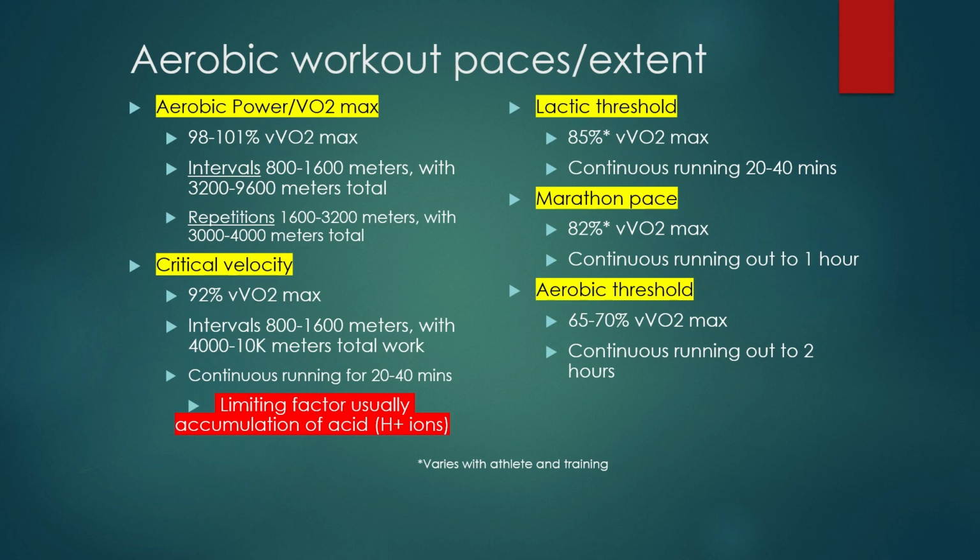Okay, so there's a big difference here. The limiting ones that are based on accumulation of acid are the limiting factor for aerobic power and critical velocity. Those have intervals potentially being mixed in with the workouts. And all these over to the right were all continuous runs. And the reason is the limiting factor on these days is going to be overall fitness.